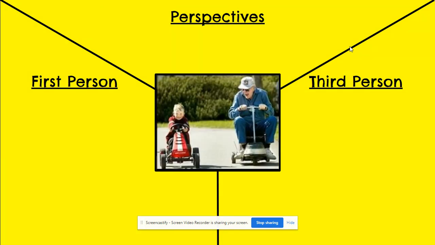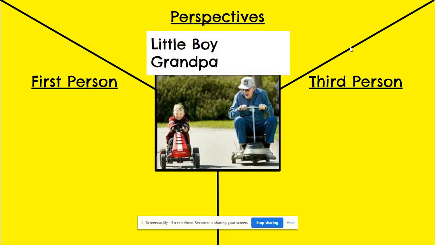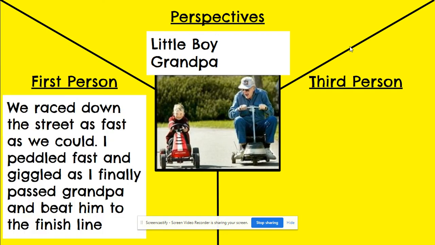Let's look at this picture. So in this picture, we have two perspectives again. We have the little boy and his grandpa. So if we were going to narrate this picture from a first person point of view, let's see who we think would be saying this.